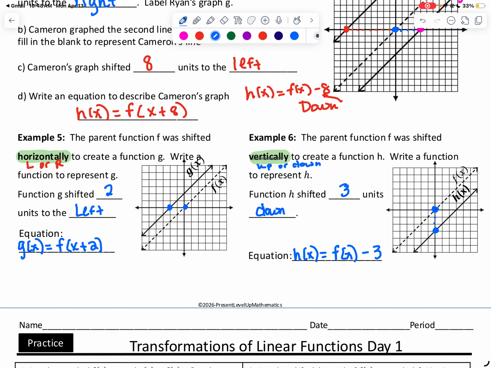And that concludes today's lesson, part 1 of linear transformations.